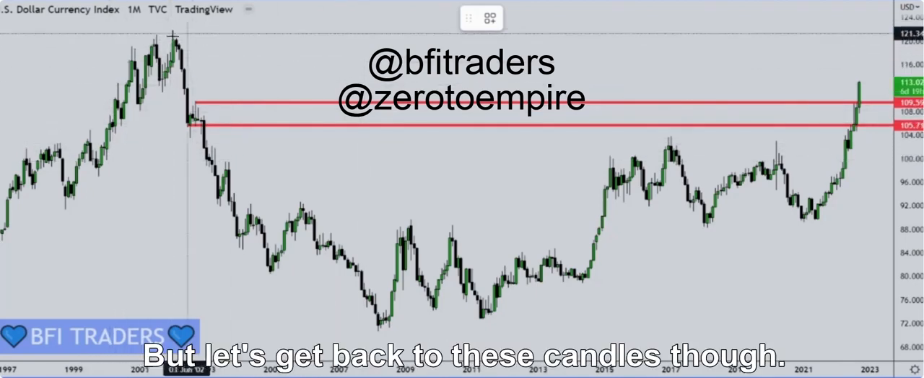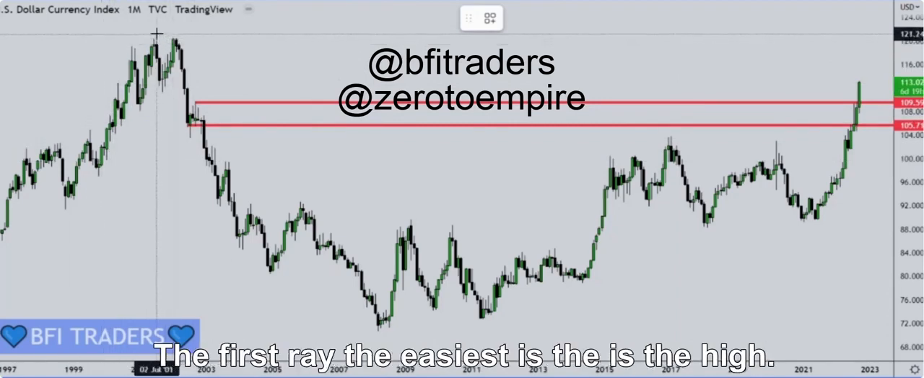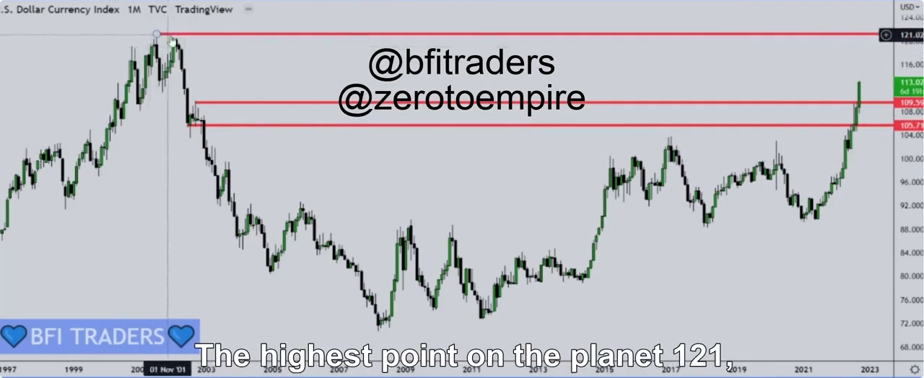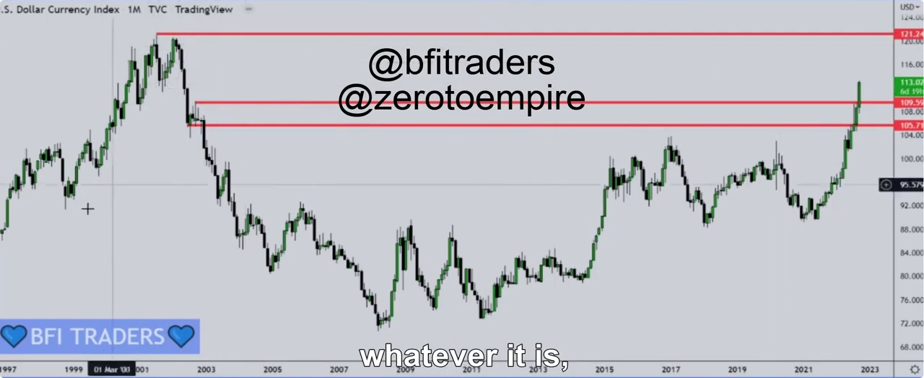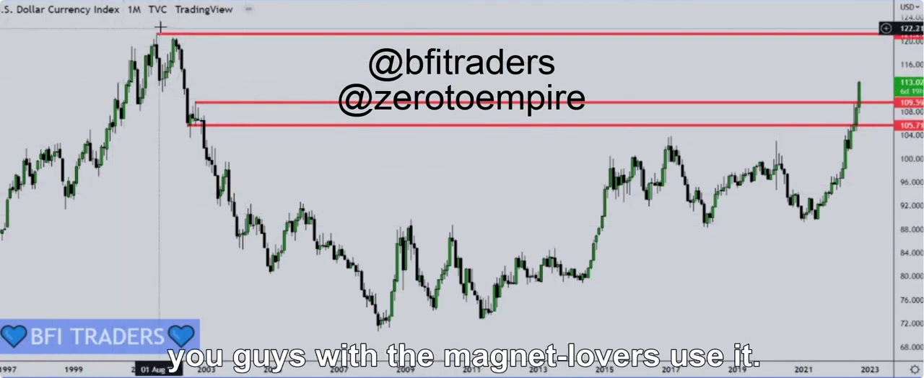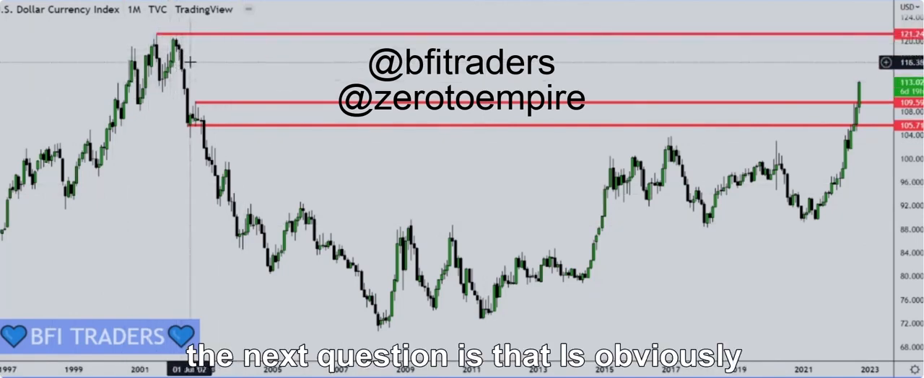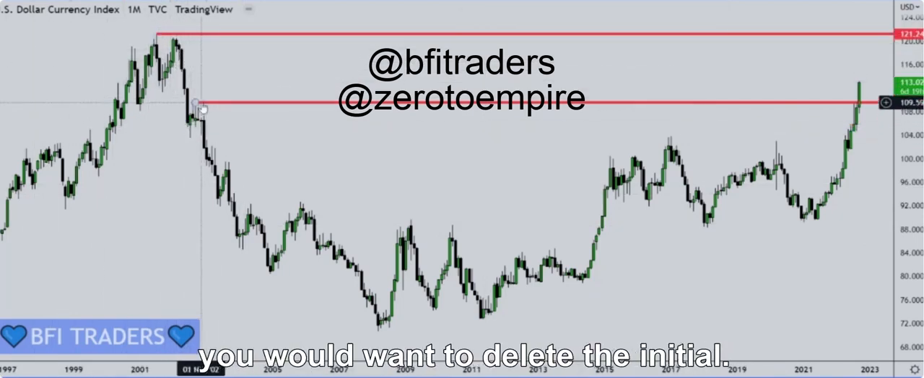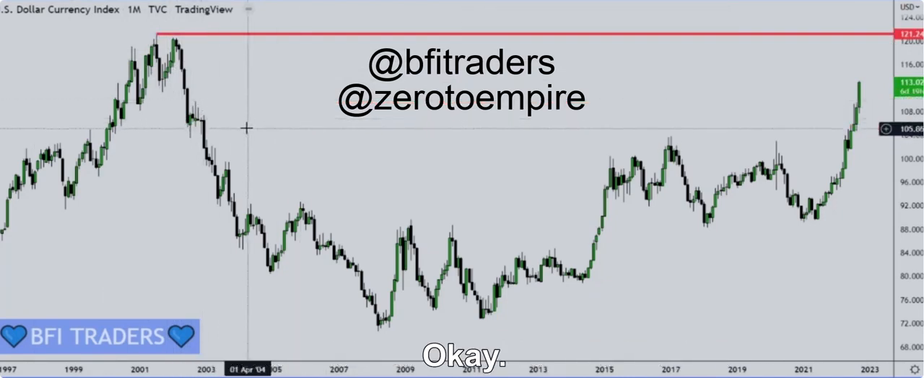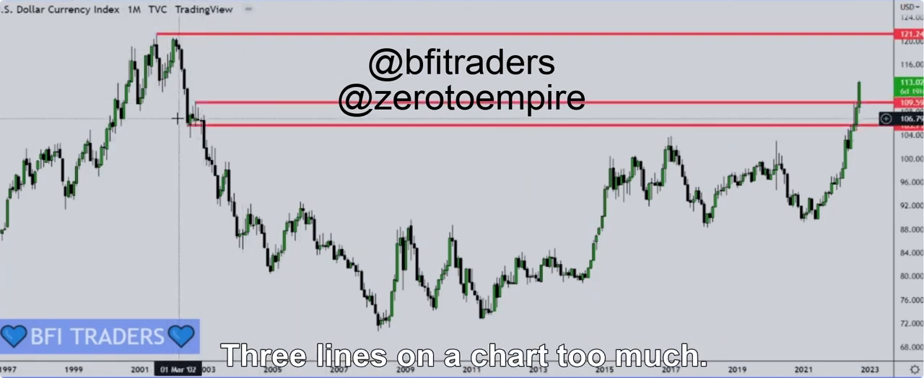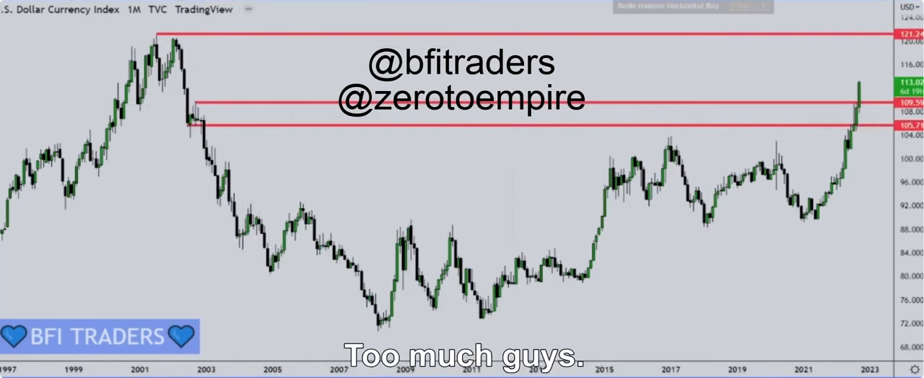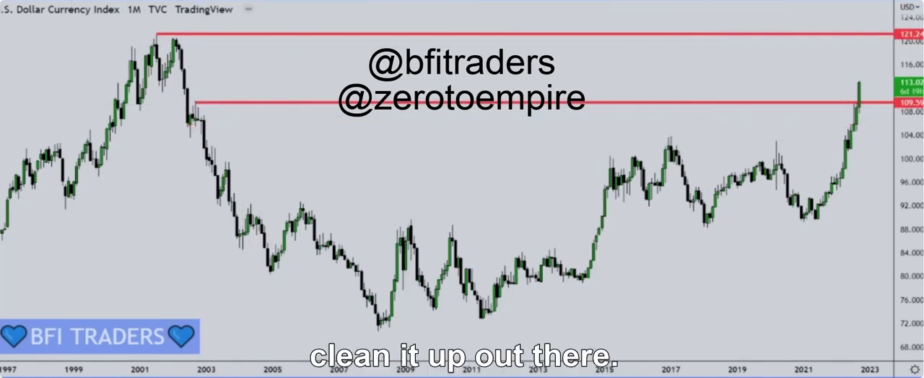But let's get back to these candles. The first ray is the easiest. It's the high, the highest point on the planet, 121, whatever it is. You guys, the magnet lovers, use it. Okay. The next question is the base. Obviously, when you have something like this, you would want to delete the initial. Three lines on a chart, too much. Too much, guys and gals. Clean it up out there.